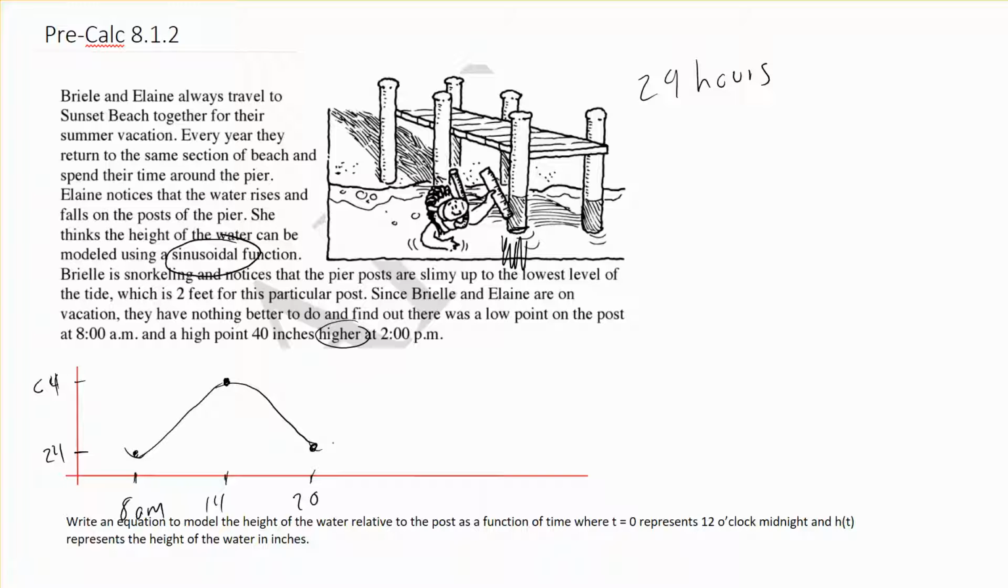So let's start writing what we do know. I'm going to start with my amplitude. If my low is 24, my high is 64, and I have a difference of 40 inches, my amplitude is half of that, so 20. And then that kind of leads me into my midline as well.